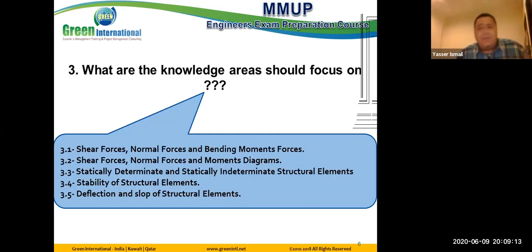What is the difference between them? Stability of structure elements, we'll discuss, and deflection and slope of structure elements. There are particular areas we are going to discuss about deflection, especially for trusses, which is a common question in your exam. I will give a lot of examples related to this in our session, but I'm just giving an introduction for our webinar today.